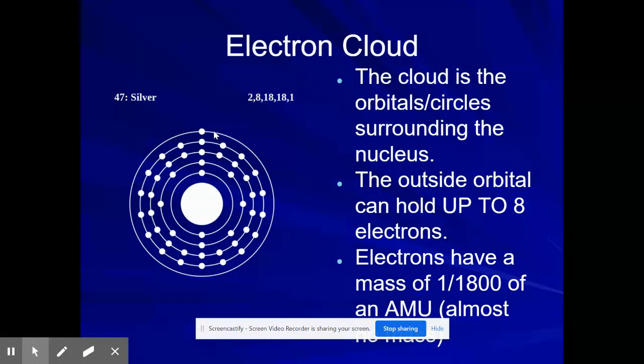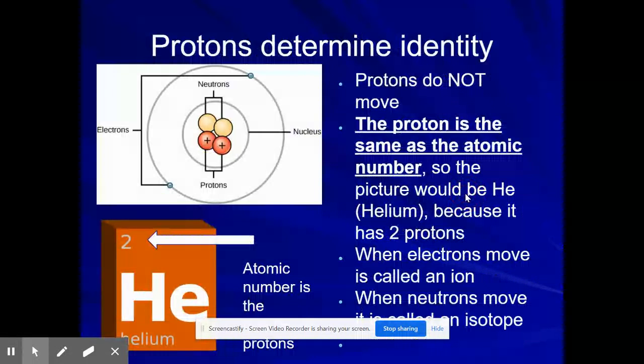Electrons are going to have pretty much no mass. We usually think of 0, but technically it's 1/1800th of an AMU, meaning it would take 1,800 electrons to equal the mass of 1 proton, which is why we say they pretty much have a mass of 0. When we go back to talking about the center of the atom, the parts can move, all except for protons. If you change the proton, you have then changed the name of the atom.